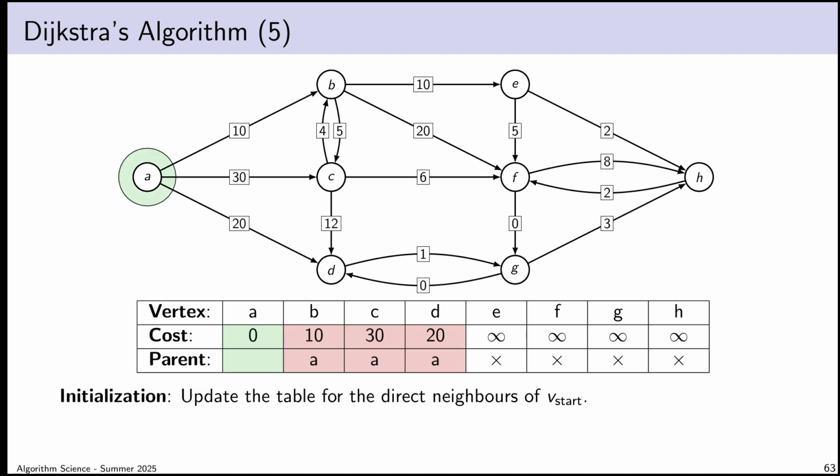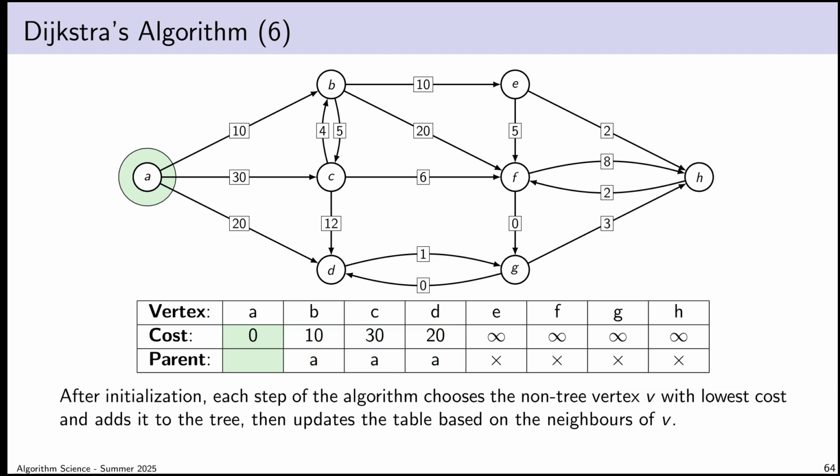Okay, so we start off by adding our start vertex, vertex A, to our tree. We then relax the edges corresponding to neighbors of the vertex we just added, so edge AB, AC, and AD. I update the table correspondingly, so I now know that the best cost I know of so far to vertex B is 10, the cost to C is 30, the cost to D is 20, and each of them comes in via the edge from A, because A is the only tree vertex that exists. After we've initialized the algorithm, we just perform a sequence of iterations.